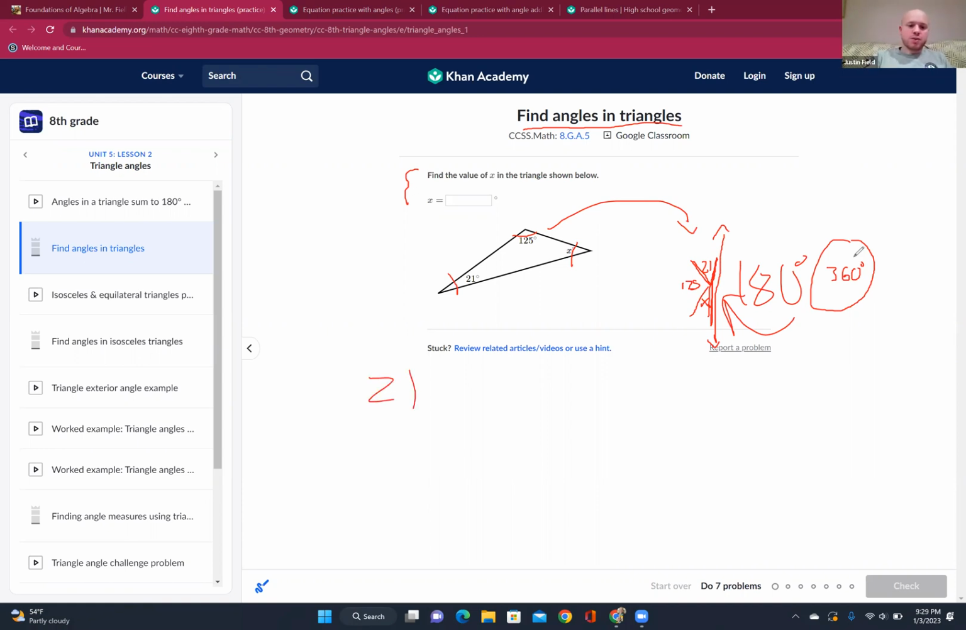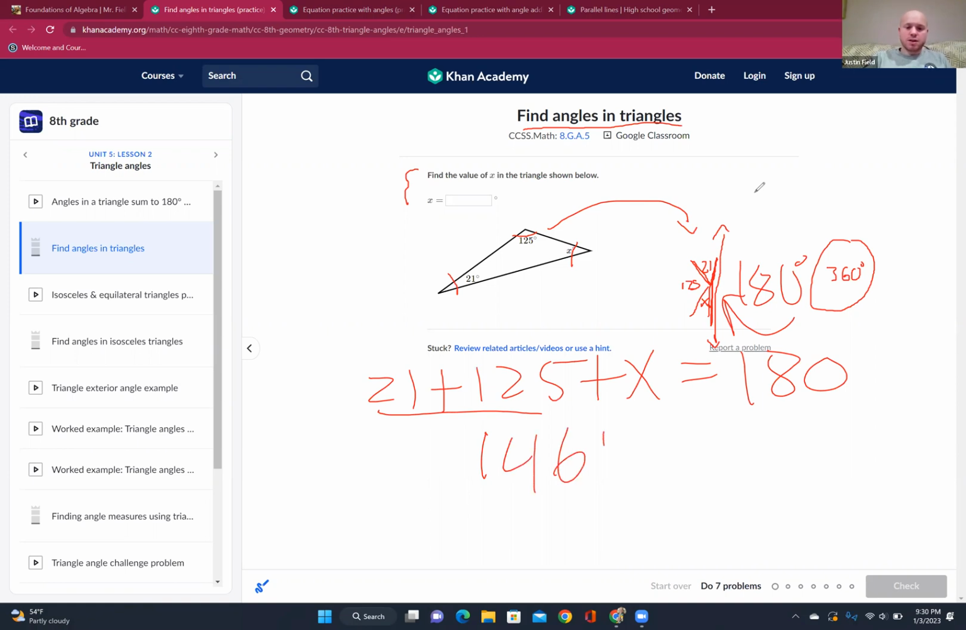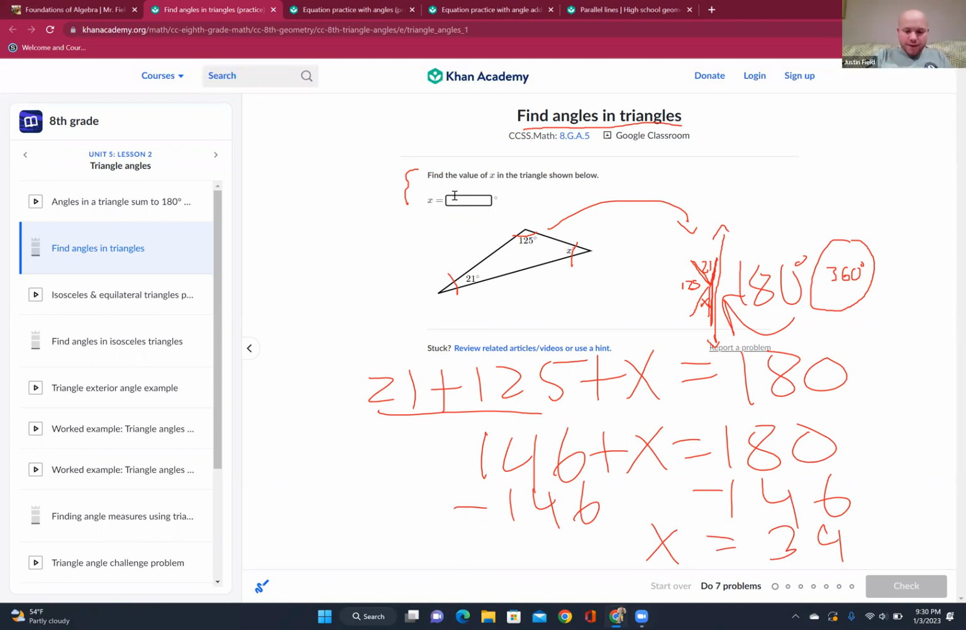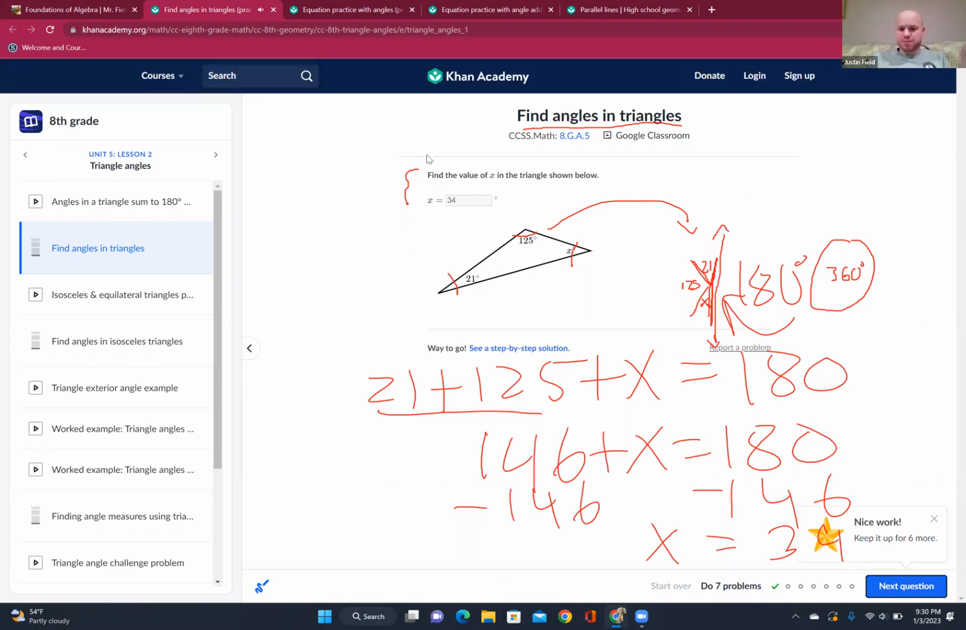So we can just do 21 plus 125 plus X equals 180. And then we can just figure it out. These two add together to 146 plus X equals 180. Inverse operations. And what would that be? 34? Is that 34? Let's see if I did my math right. All right, it's 34. So pretty simple.